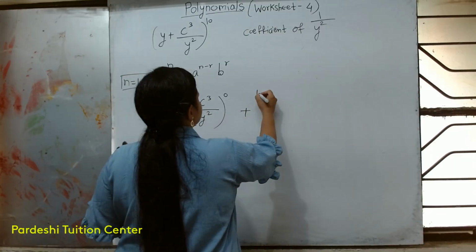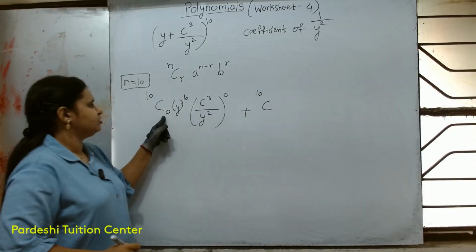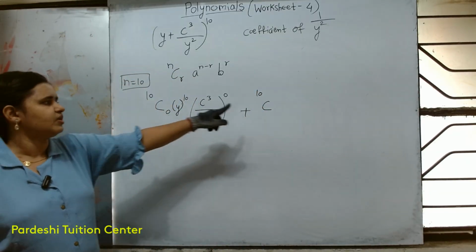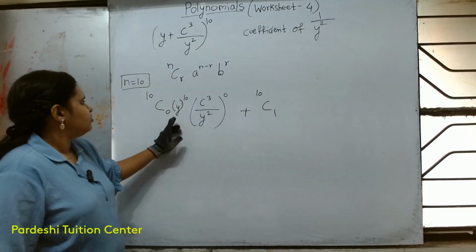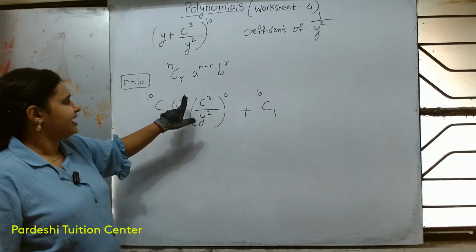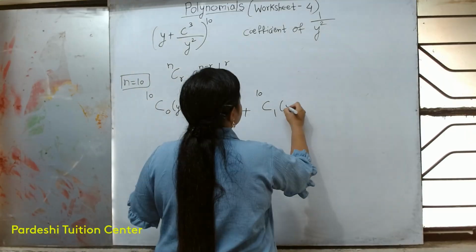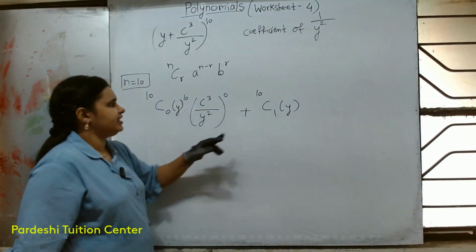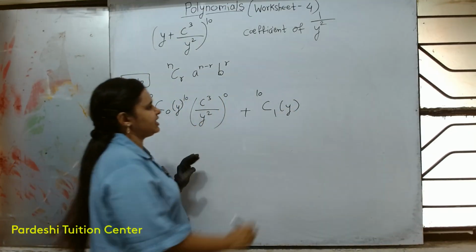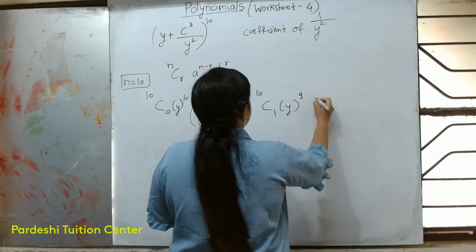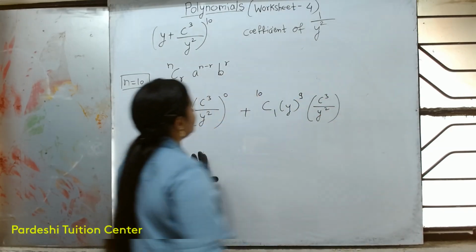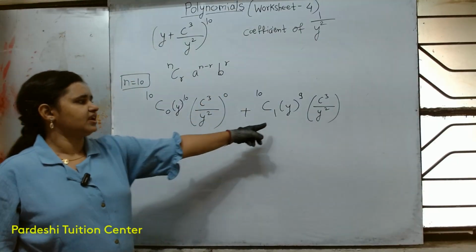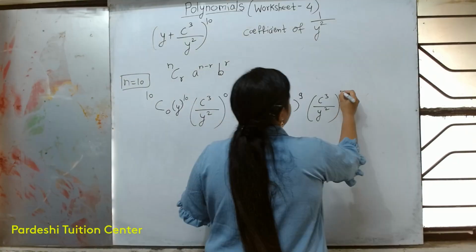Now the next term will be 10C0; here r is equal to 0, now r will be equal to 1. So 10C1, now a to the power n minus r, a here is y, to the power n minus r means 10 minus 1 is 9, and b is c cube upon y square to the power r, here r is 1, so it will be 1.